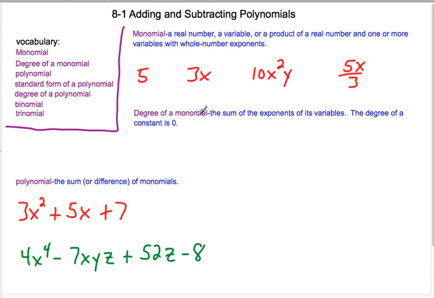So the degree of a monomial is the sum of the exponents of its variables, and the degree of a constant is 0. This is a constant, it has no variables, so its degree would be 0. Sum of the exponents of its variables, so the degree of 3x would be 1 because it has an exponent of 1 here even though it's invisible. This has a 2 and a 1, so we're going to add those, so the degree is 3, and the degree of this one is 1. Okay, and we're going to use that in a moment.